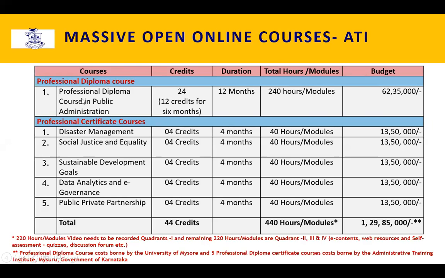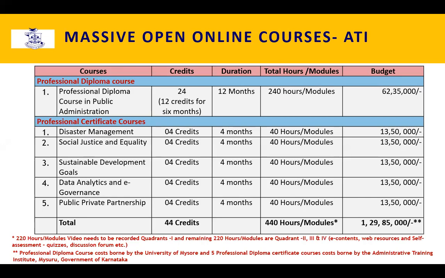We have devised five programs. One is a professional diploma course. This is exclusively for public administration, exclusively for IAS professionals. IAS professionals may be in one place for two years in the entire country, perhaps only two months or six months in a particular place, and perhaps eight months or two months in some other places. So based on that, they can enroll in the courses.